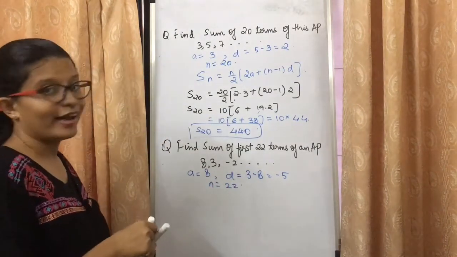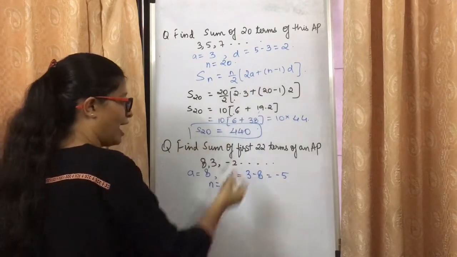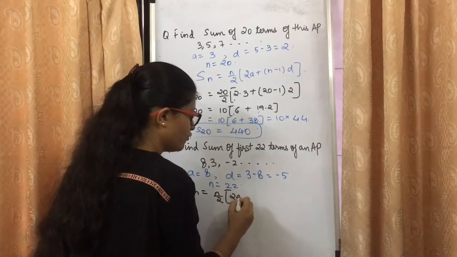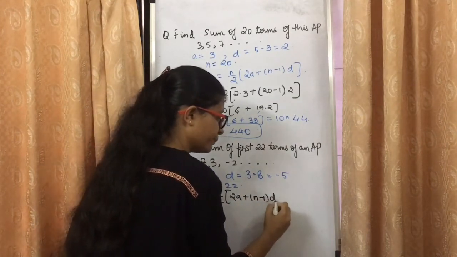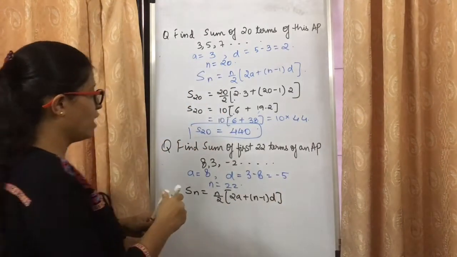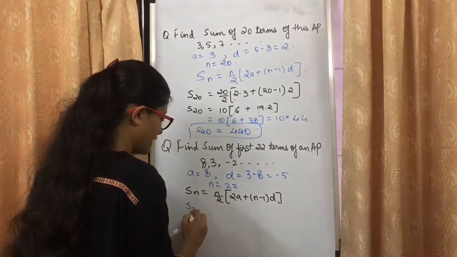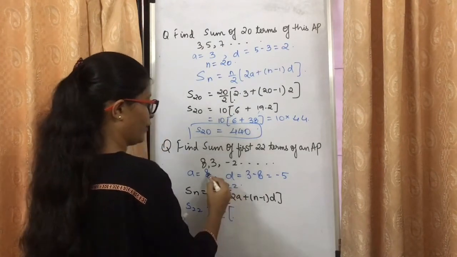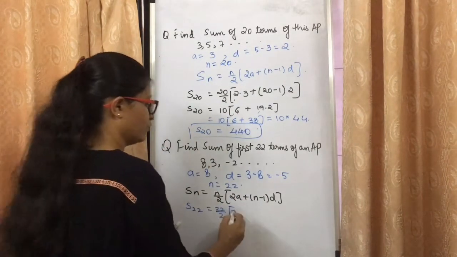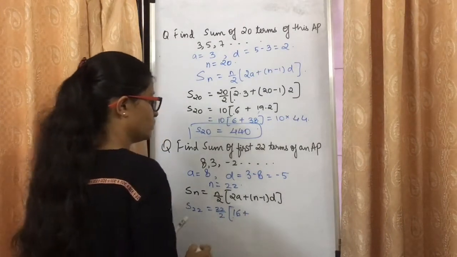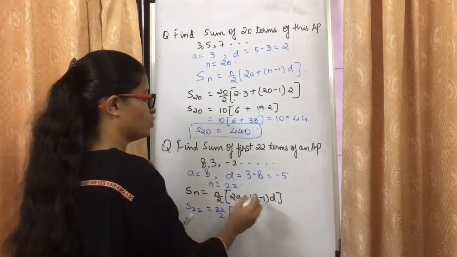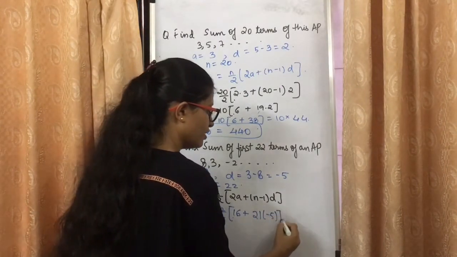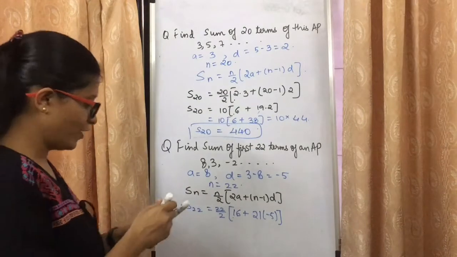If N is 22, again we can apply the same formula for Sn and the solution is done. Sn is equal to N by 2 into twice of A plus N minus 1 into D. Correct? Now, what is N over here? S22 is 22 upon 2 into twice of A, that is 2 into 8 will give you 16, plus N minus 1 is nothing but 22 minus 1 will give you 21, into minus 5, because the value for D is minus 5.